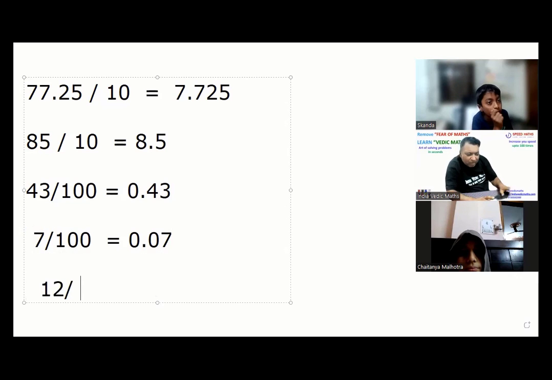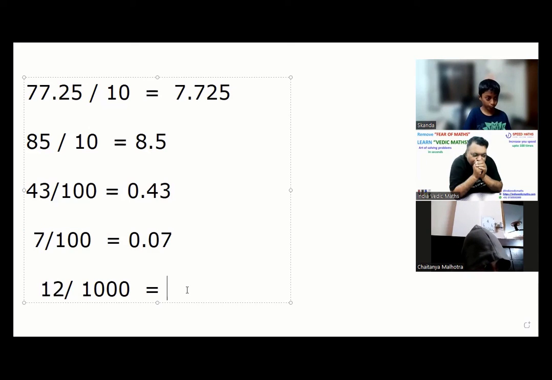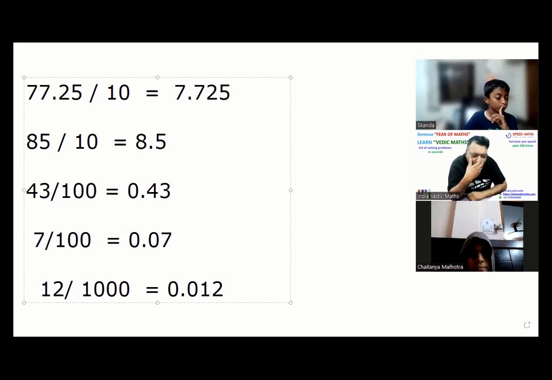If I say 12 by 1000, tell me the answer. 12 divided by 1000 is how much? I want everyone to do it. 0.012. Good. Who spoke? Panash? Yes, sir. Good. Is there any confusion here, or all good? Yes, Divyam.